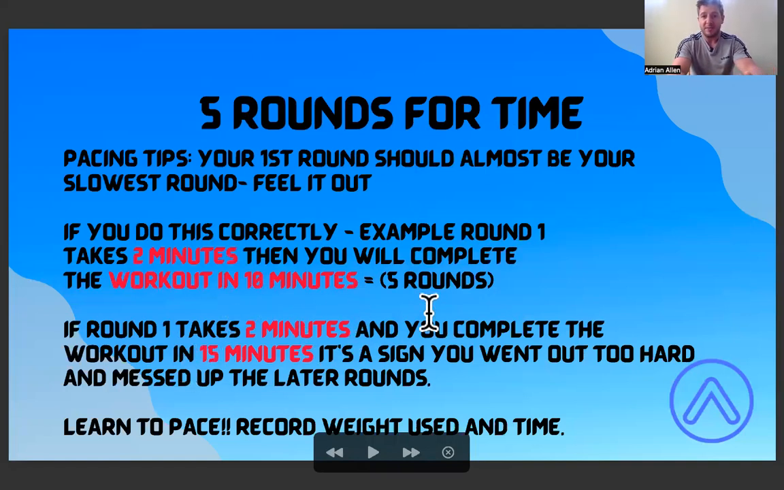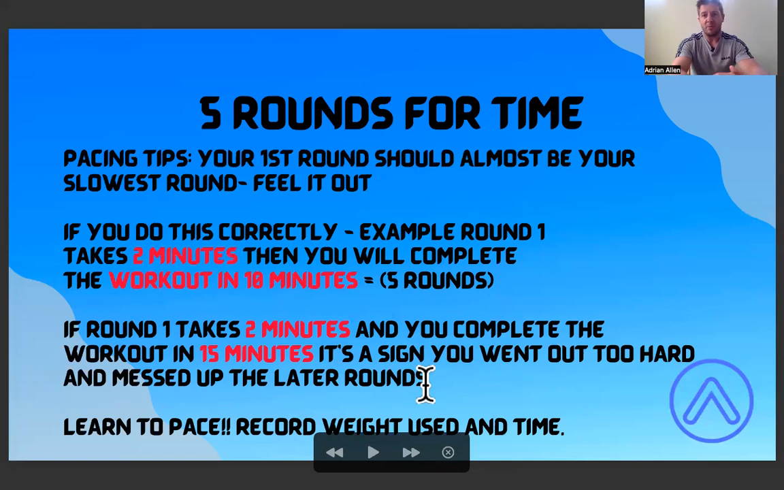If your first round takes you 2 minutes, but the whole workout takes 15 minutes in total, it's a sign you went out too hard. Maybe you pushed too soon, and then in rounds 3, 4, and 5 you had to take longer rest breaks and the exercises got harder. Remember, if the exercises are really heavy, it's definitely going to catch up with you, and you have to learn how to pace it. It is a learning curve, okay? So learn to pace.